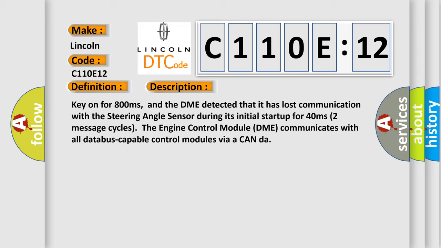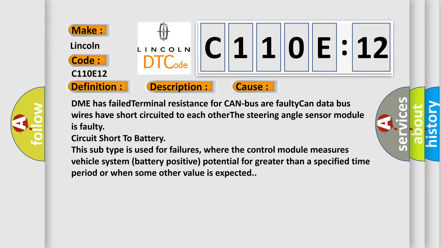Two message cycles. The engine control module DME communicates with all databus-capable control modules via a CAN bus. This diagnostic error occurs most often in these cases. DME has failed terminal resistance for CAN bus. Faulty CAN data bus wires have short-circuited to each other. The steering angle sensor module is faulty. Circuit short to battery. This subtype is used for failures where the control module measures vehicle system battery positive potential for greater than a specified time period or when some other value is expected.